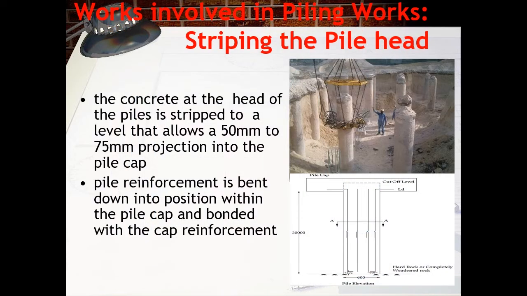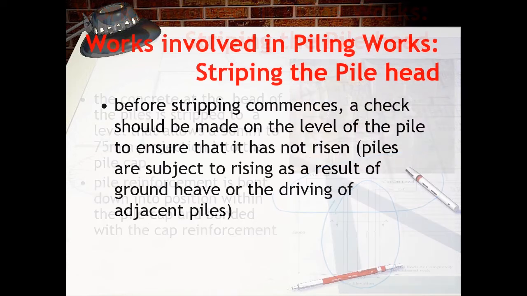Other than that, the work involved in piling works is stripping the pile head. Jadi kita kena potong lebihan daripada pile tu. The concrete at the head of the piles is stripped to a level that allows 50 mm to 75 mm projection into the pile cap. So kita nak sambungkan dengan pile cap. Pile reinforcement is bent down into position within the pile cap and bonded with the cap reinforcement. Ini adalah pile cap. So this is the pile. Kita nak potong supaya kita boleh sambungkan dengan pile cap.